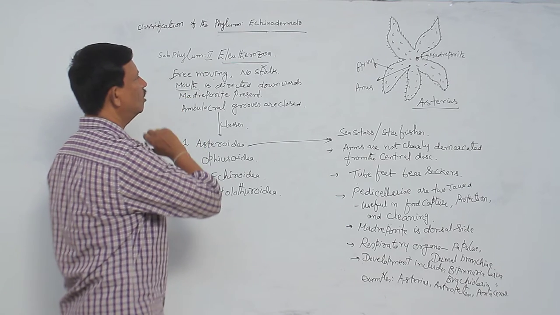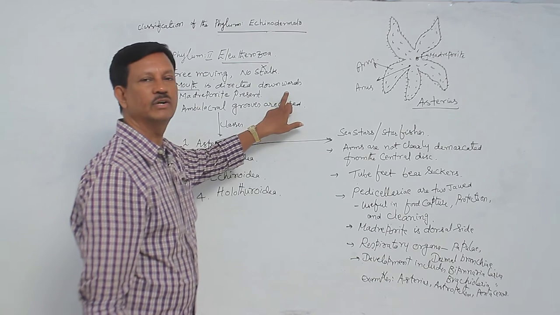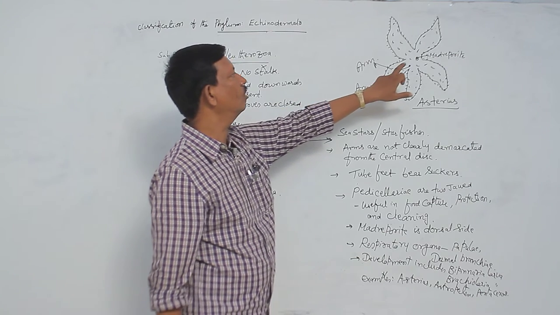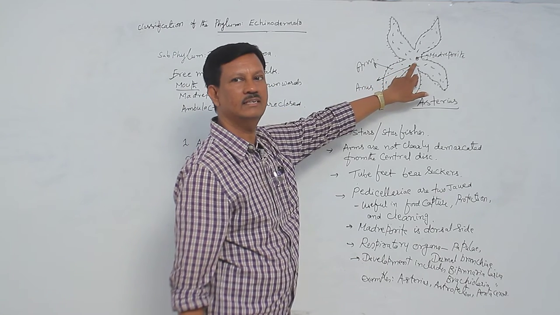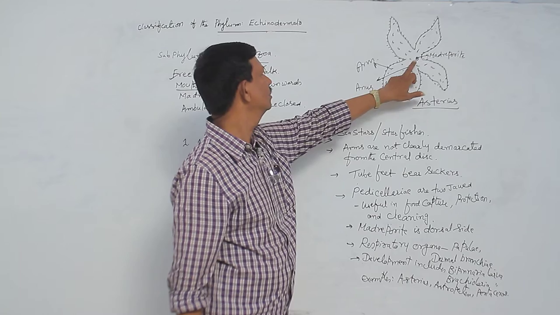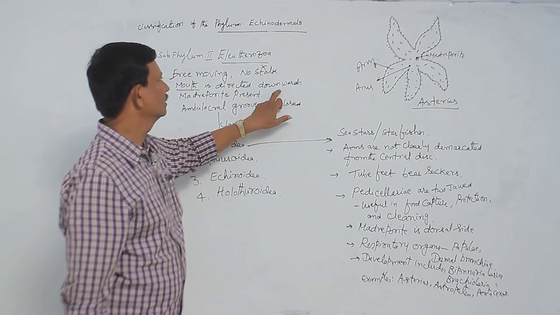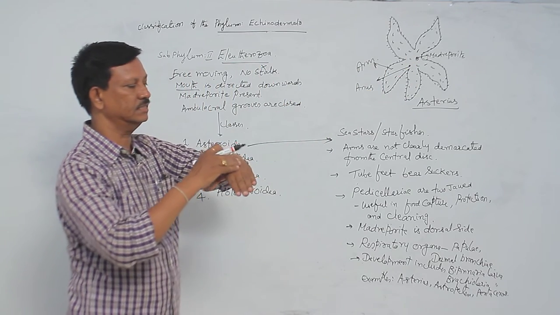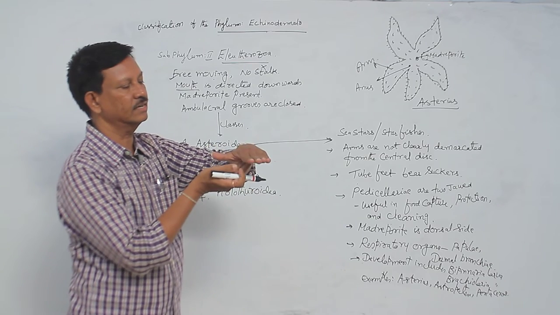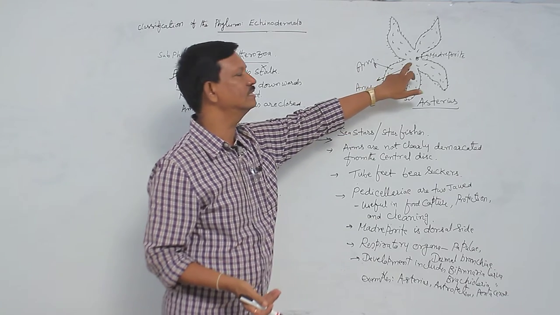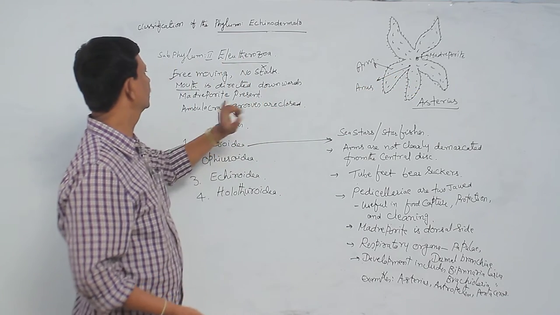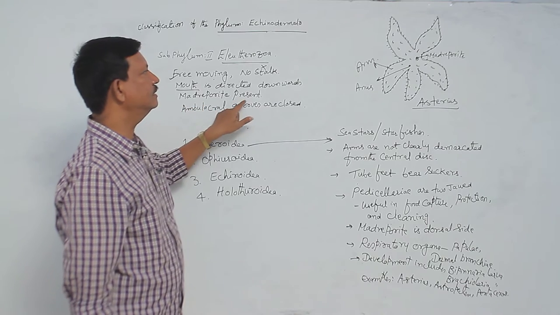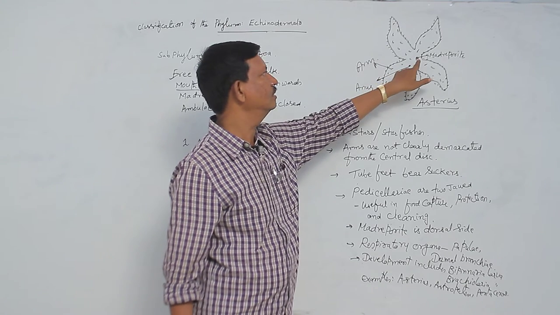Mouth is directed downwards. It is present on the opposite side. This is the dorsal side, and behind this there is the ventral side. That is, the mouth is directed downwards. For example, this is the dorsal side, this is the ventral side. The mouth is present opposite this side, downwards.